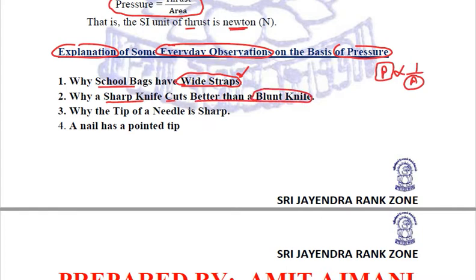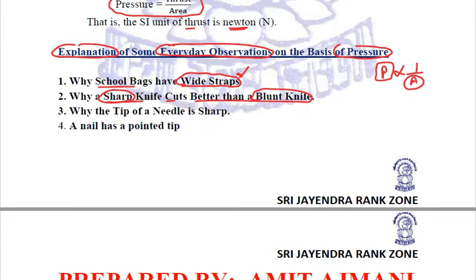Second observation is a sharp knife cuts better than a blunt knife. Again, because being sharp means the area of contact is reduced. And if the area is reduced, pressure being inversely proportional to area, the pressure is going to increase, and that is why a sharp knife cuts better than a blunt knife.